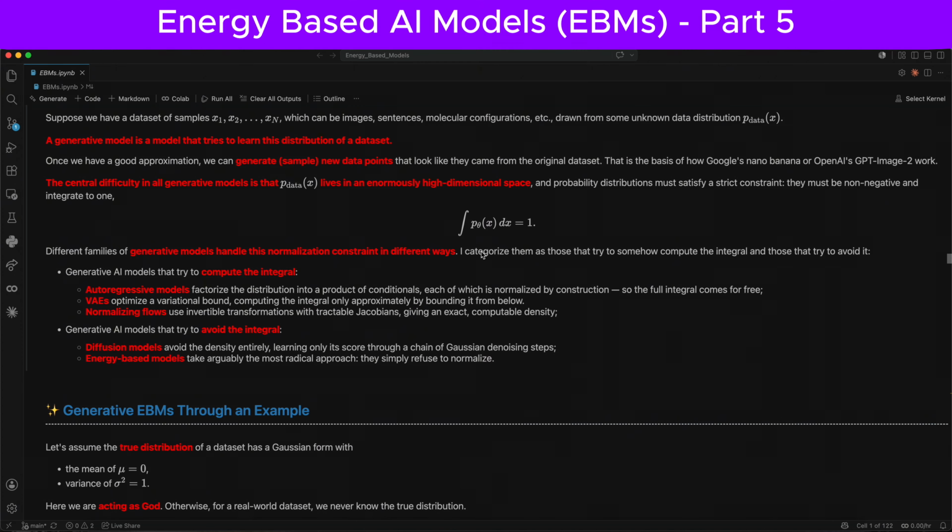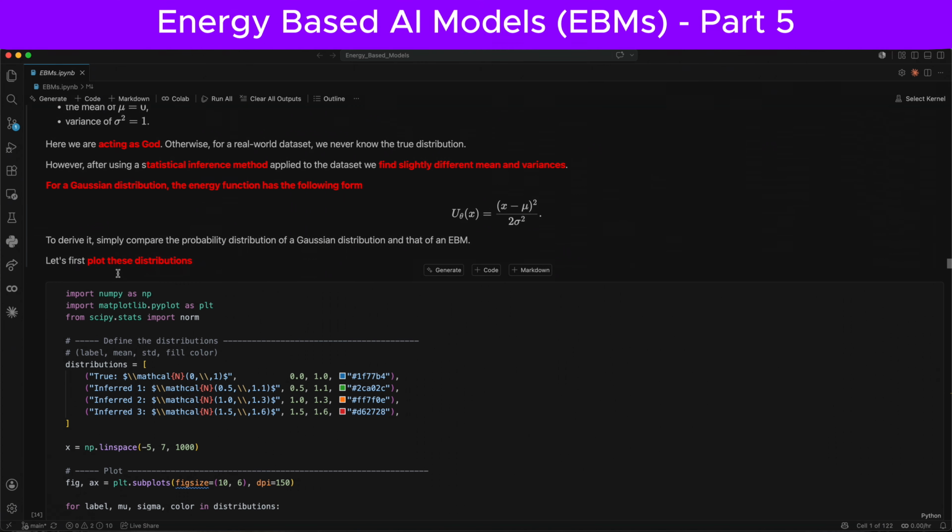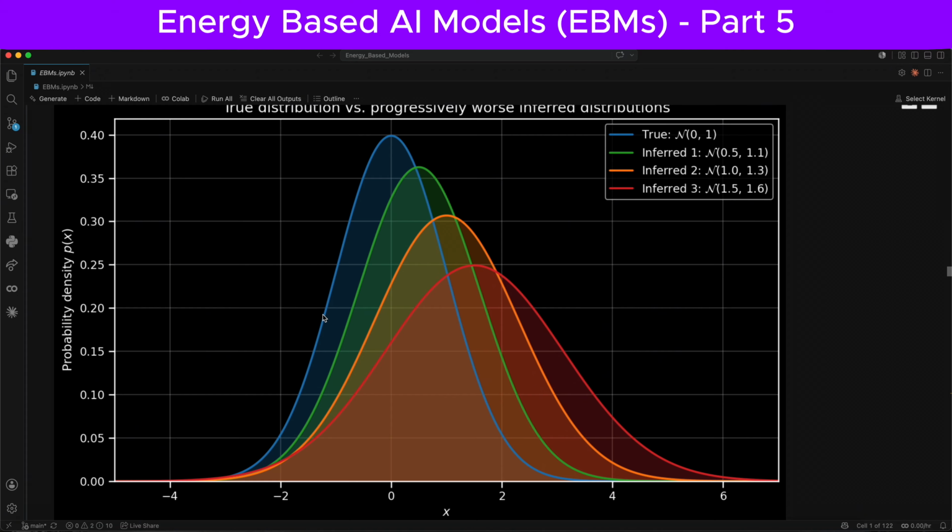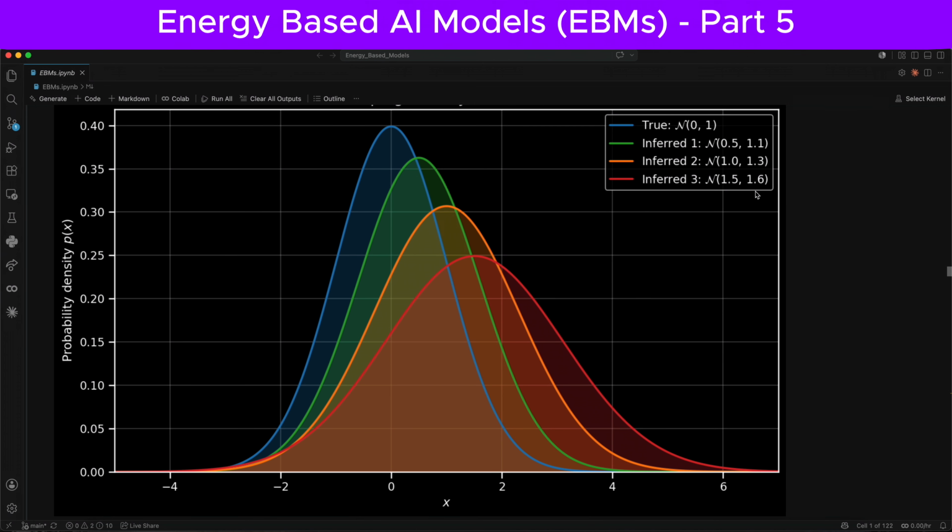Let's first plot these distributions. Here, I have the true distribution, which is a Gaussian with mean 0 and standard deviation 1, and 3 inferred distributions that get progressively worse. The first one has a mean of 0.5 and a standard deviation of 1.1. The second has mean 1 and standard deviation 1.3. And the third has mean 1.5 and standard deviation 1.6. As you can see, each inferred distribution drifts further away from the true one.